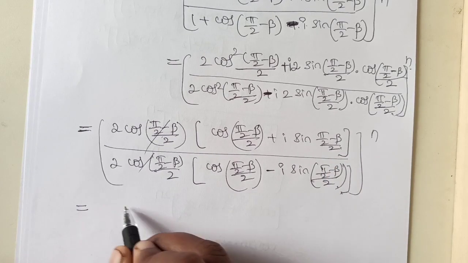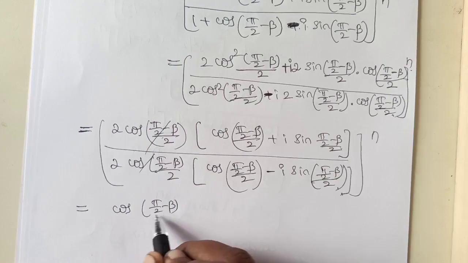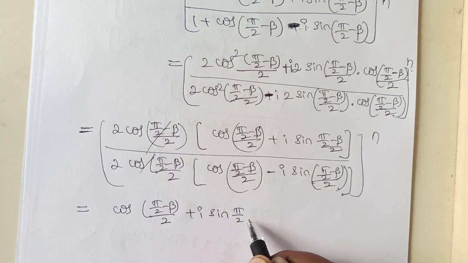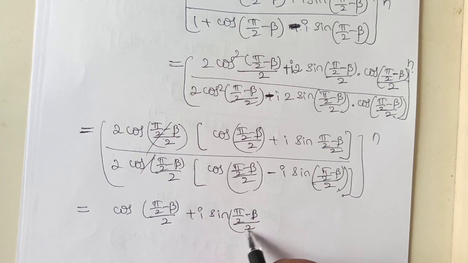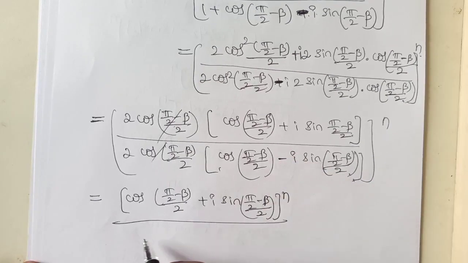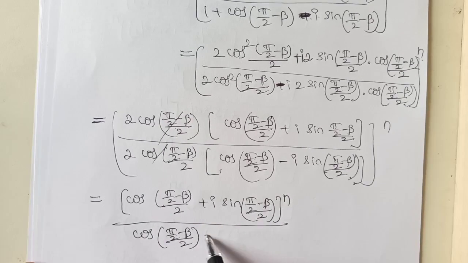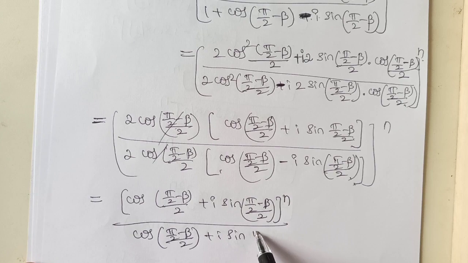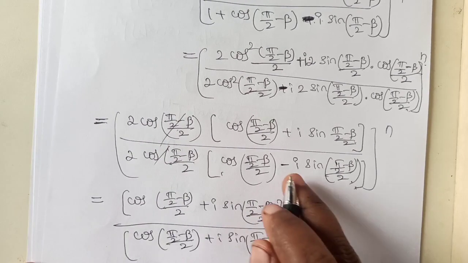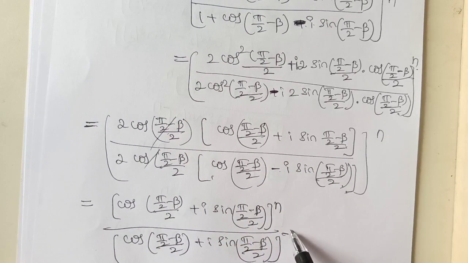Okay, that is cos of pi by 2 minus beta divided by 2 plus I sin pi by 2 minus beta divided by 2, so whole power n. Denominator: cos pi by 2 minus beta divided by 2 plus I sin pi by 2 minus beta whole divided by 2, power. Since there is a minus, by applying de Moivre's theorem it becomes minus 1 into n, which is equal to minus n.